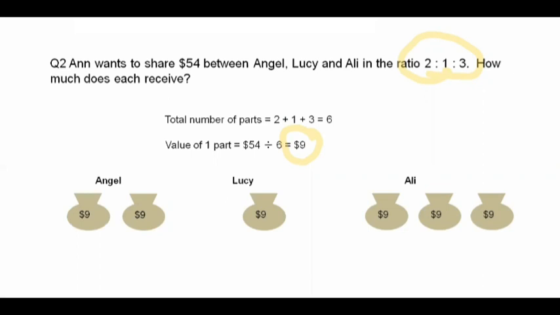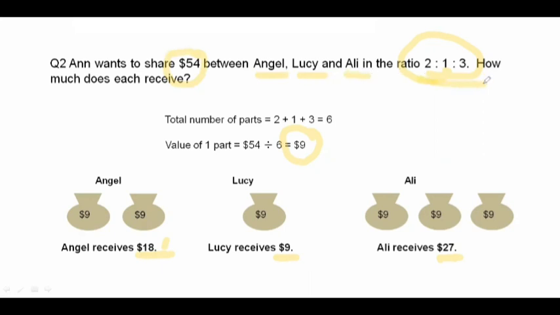So let us see how much. So 9 into 2, Angel gets $18. Lucy gets 9 into 1, which is $9. And Ali receives 9 into 3, which is $27. Again, check it, children. When we check this all, we find that $18 plus $9 is 27, plus $27, we get $54. This is how she divided $54 among 3 of her friends, Angel, Lucy and Ali, in the ratio 2:1:3.